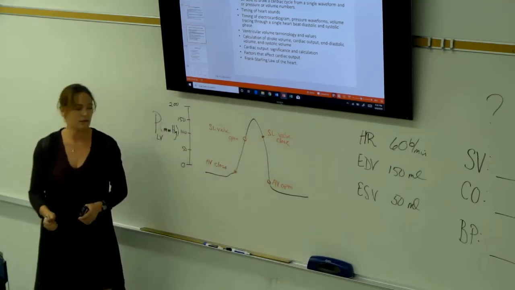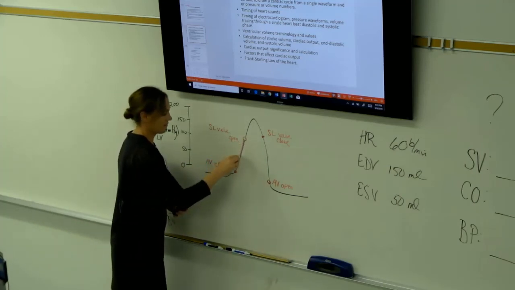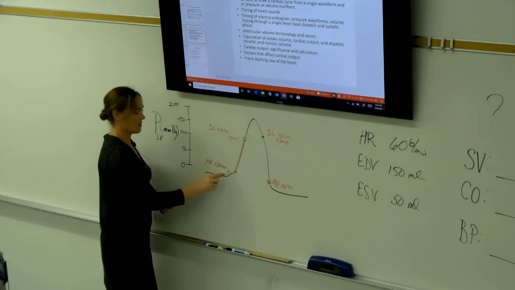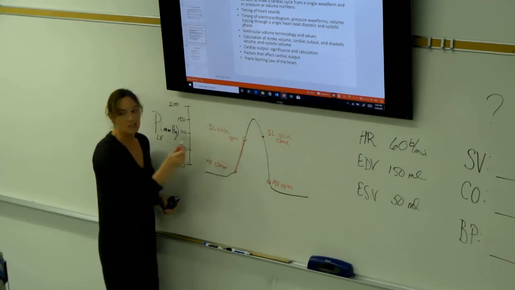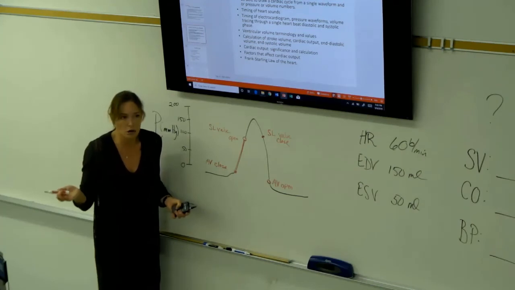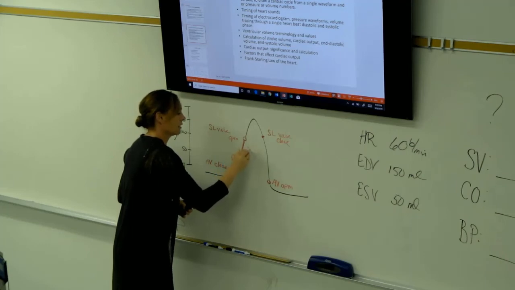Once we have all these valves figured out, then we can identify this phase. The phase between when the atrioventricular valve closes, but the semilunar valve is not open yet. So that means they're both closed. This is known as isovolumic contraction.